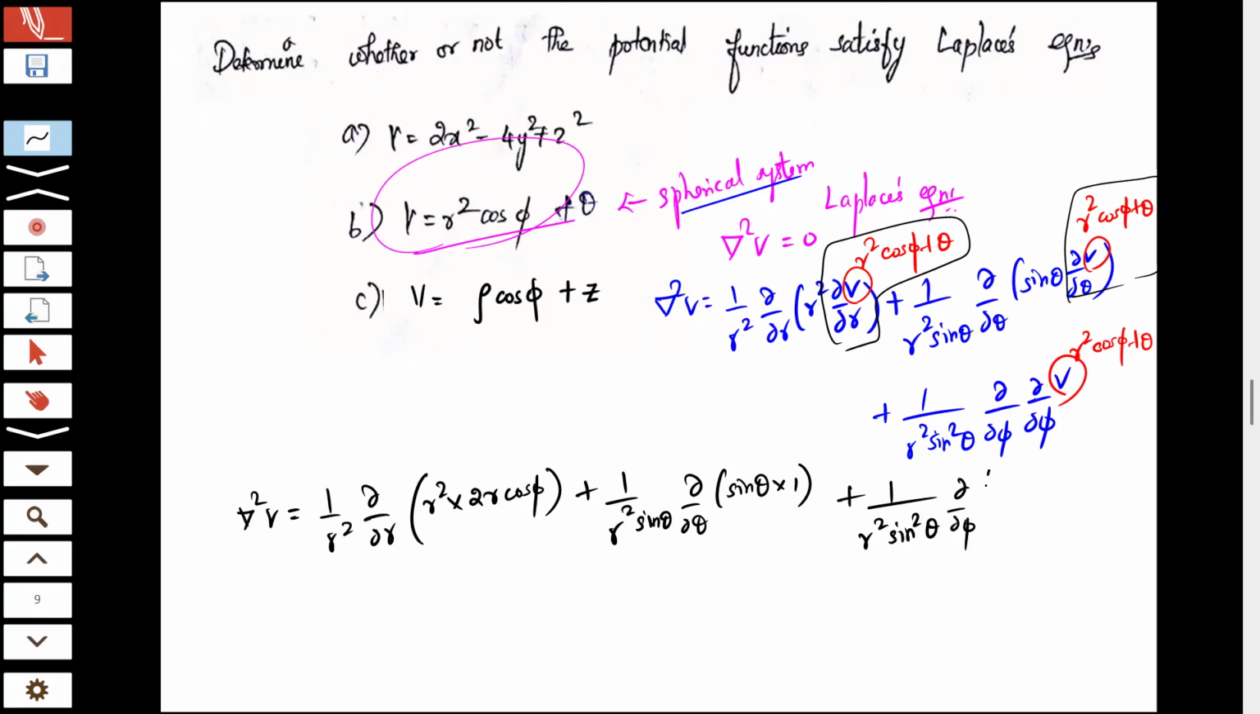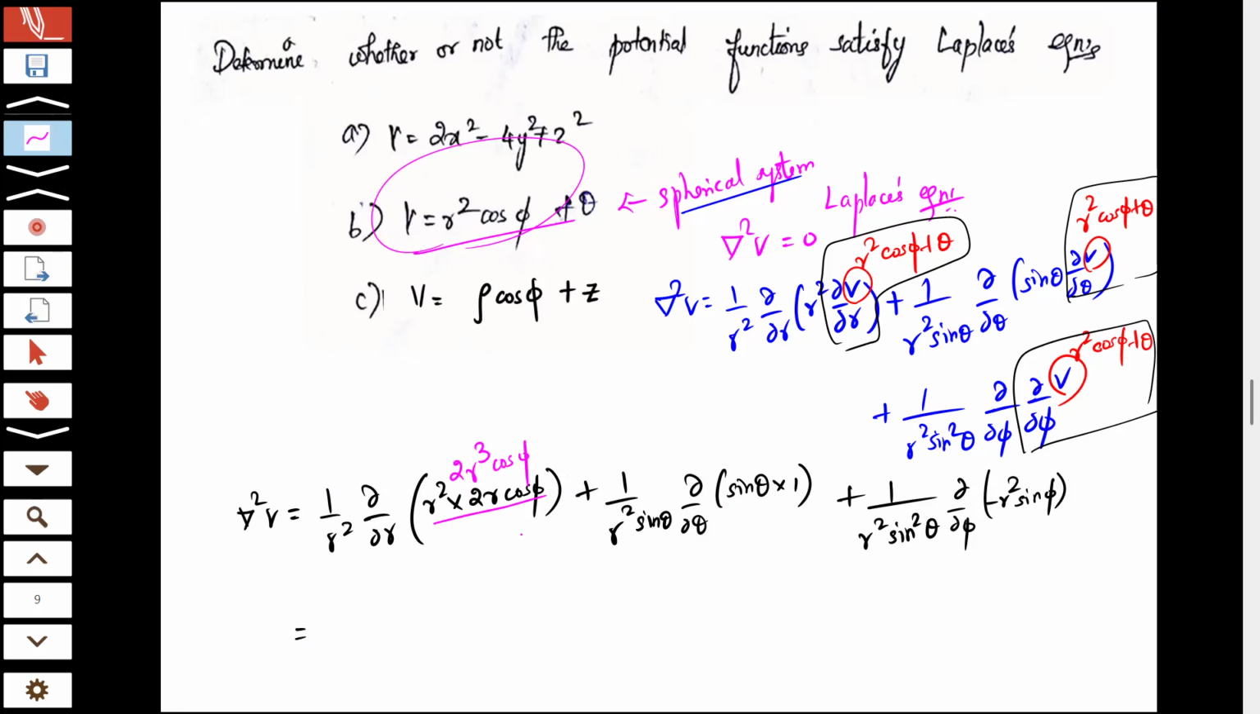First order differentiation with respect to phi of this term will be r square. Differentiation of cos phi is minus sine phi. So minus r square sine phi plus differentiation of theta with respect to phi is 0. Now this has to be differentiated one more time. The second order differentiation has to take place here. So let me write the second order differentiation. This has to be differentiated with respect to r. So we can write this as 2r cube cos phi.